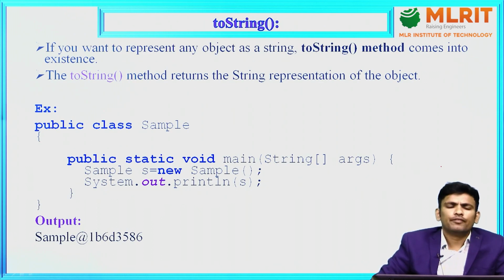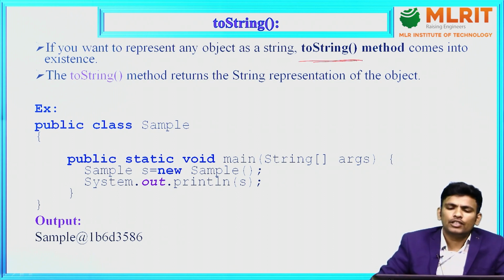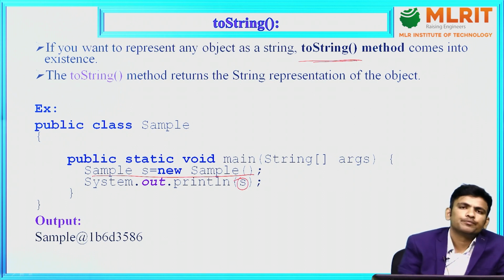So the toString method is very important. If you want to represent any object as a string, we need to use the toString method. Actually, the toString method is a part of the Object class, and in the String class the toString method is overridden. So simply it will print any object's information and convert it to string format. Suppose you take an example: here I created an object and I am trying to print it with System.out.println. Actually, we are not calling s.toString here, but actually we need to call s.toString.